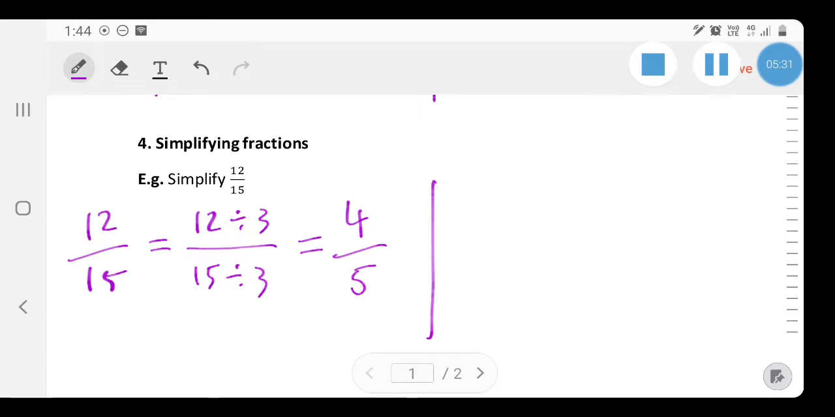That's all good and well for small numerators and denominators, but if you're trying to find the highest common factor of two numbers that are much bigger, it can be very difficult. So quite often it's helpful to bust the numbers down into some of their factors. This is what I mean by that. 12 over 15, well, one way that we can rewrite 12 is 3 times 4.